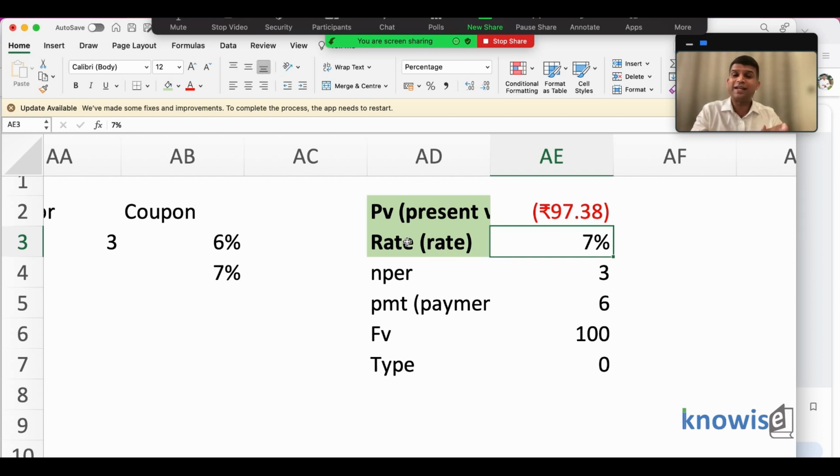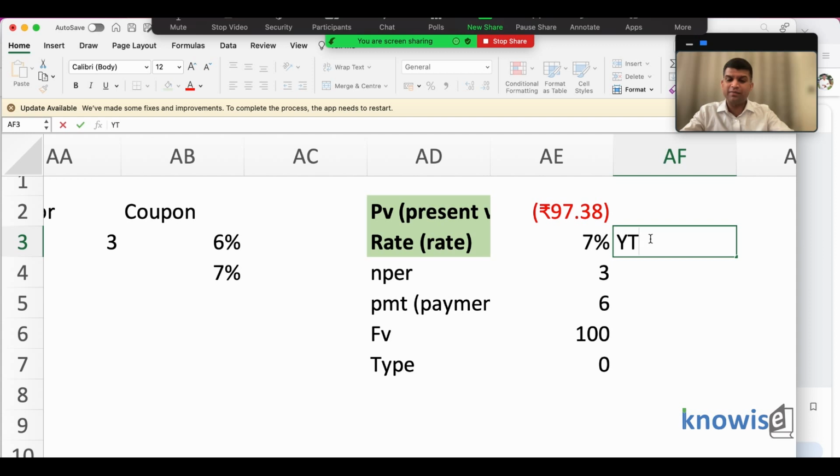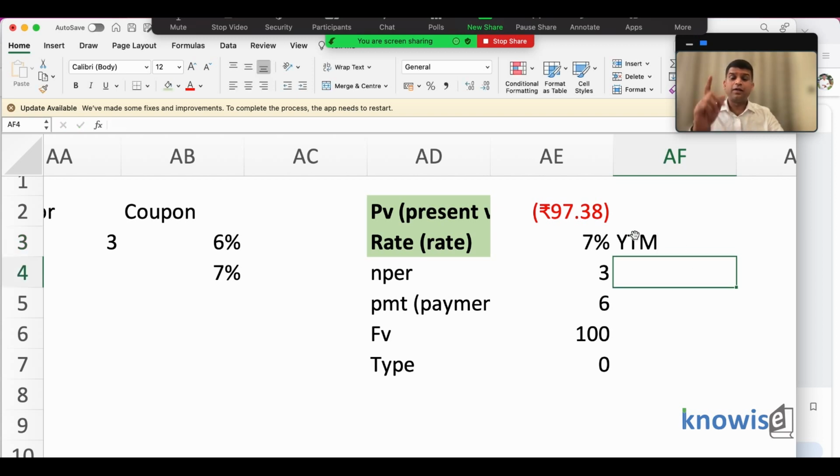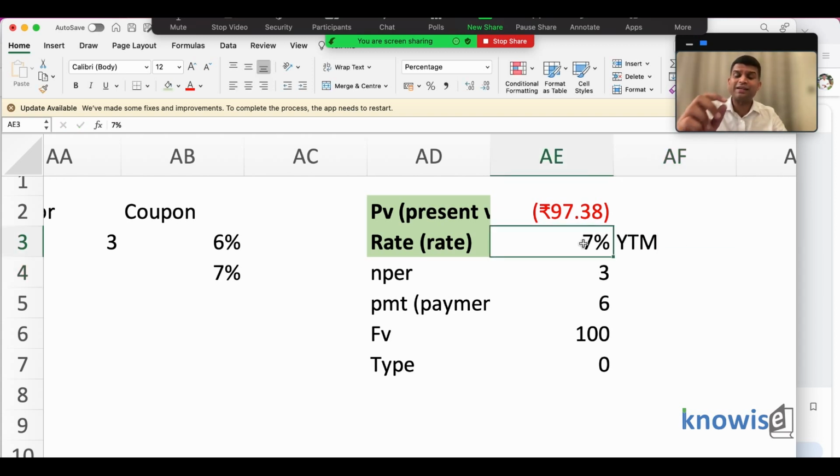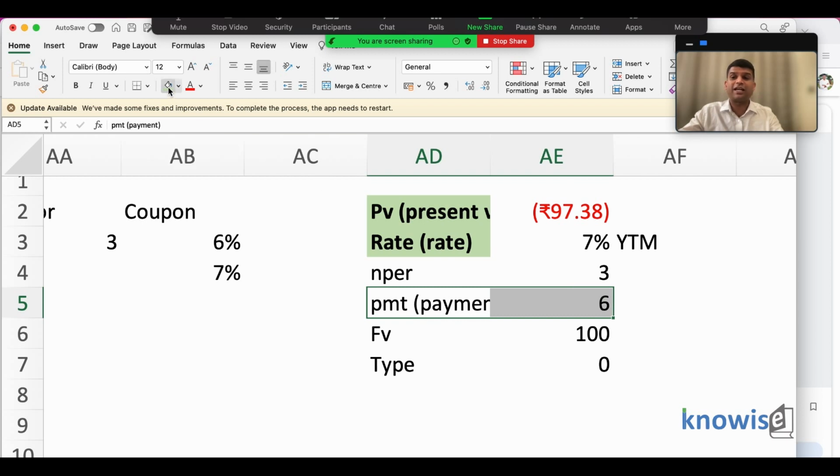What do you use as rate? The rate is nothing but the YTM given in the question, or the current market rate, whatever is the rate running. So that is what you need to take into consideration. Never put the coupon rate in this particular rate. When you're entering the rate in bond valuation, don't put the coupon rate. You will use the coupon rate only to arrive at the payment, or the cash flow.